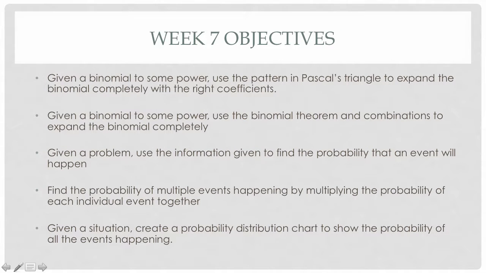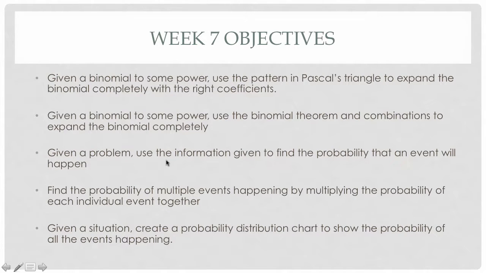Our objectives for week 7. Here's what we're going to be learning. If I give you a binomial to some power, again, a binomial is a polynomial with two terms, can we use the pattern in Pascal's triangle to expand the binomial completely with the right coefficients? We're also going to use the binomial theorem and everything we've learned with combinations to expand the binomial. So we're going to combine our triangle pattern, everything we've learned with combinations and permutations, with everything we've learned with polynomials. It's going to be awesome.